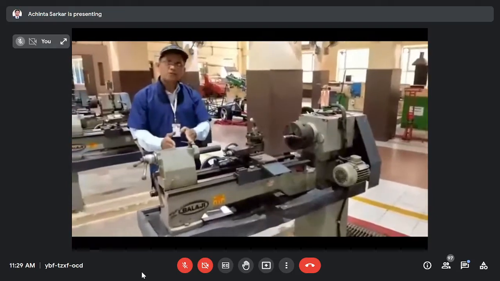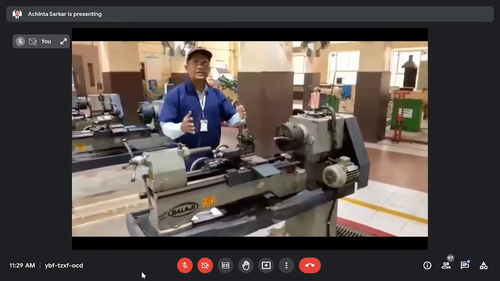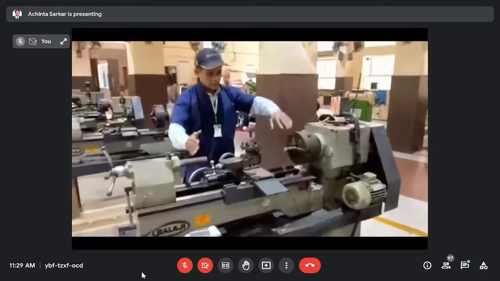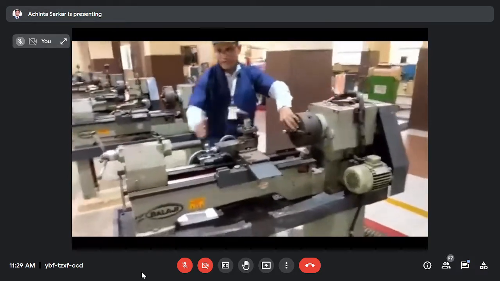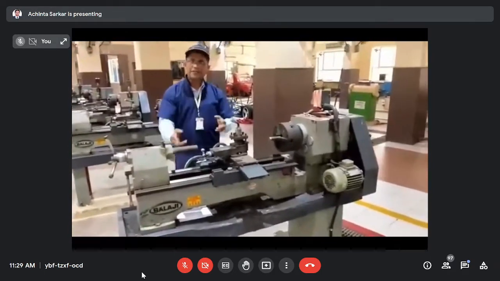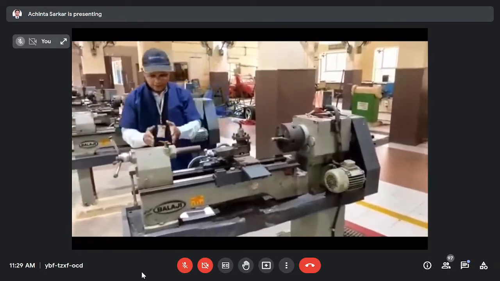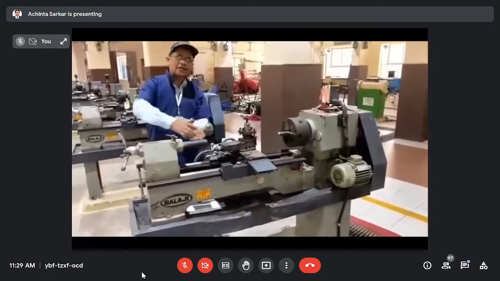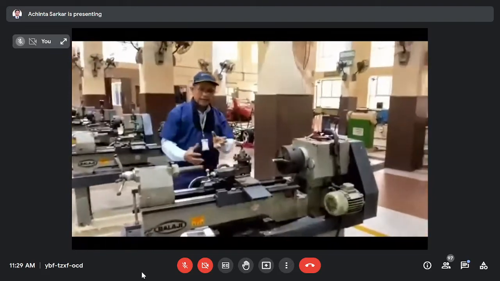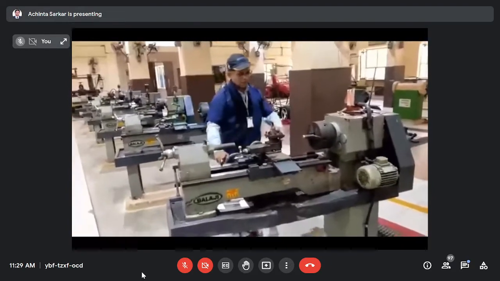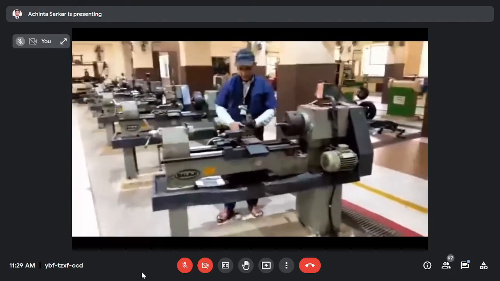Another purpose is supporting a lengthy workpiece. Suppose you are holding a lengthy workpiece: one side you hold, and on the other side you take a support to control vibration. At that time it is used. Another purpose is taper turning operation. Taper turning means producing a conical shape on the workpiece. At that time it is used. The next part is the tail stock. And this is called the bed. On the bed is the carriage.